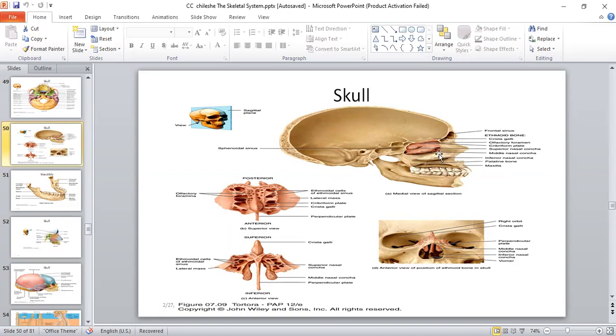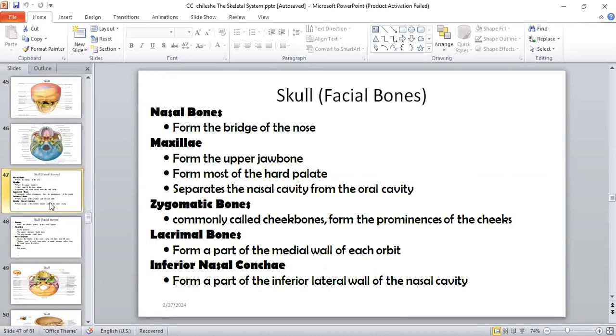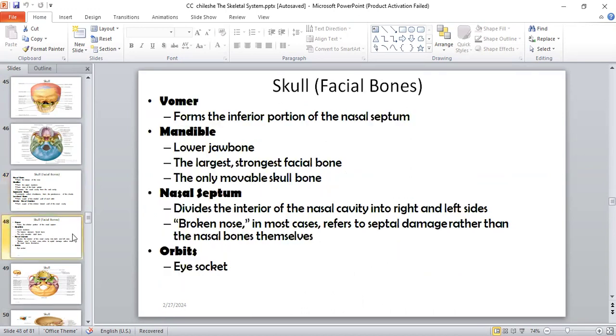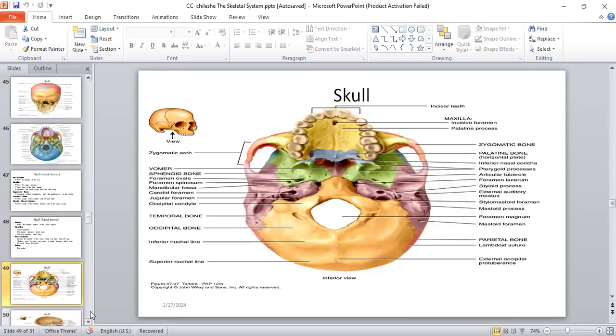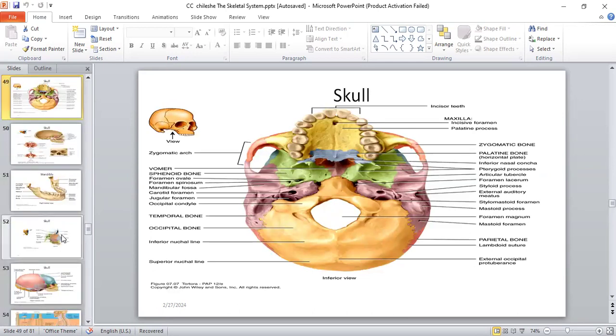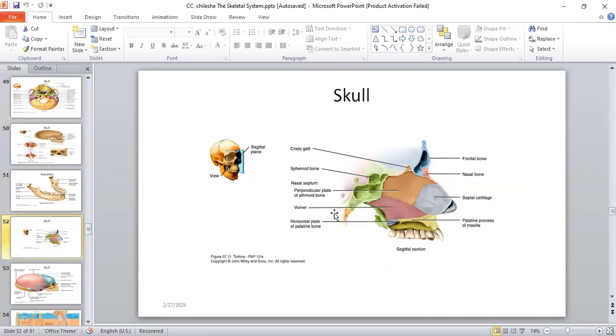So this inferior nasal concha, which forms a part of the inferior lateral wall of the nasal cavity, is another bone of the face. And then we have the vomer, which forms the inferior portion of the nasal septum. Okay, we have the vomer here.